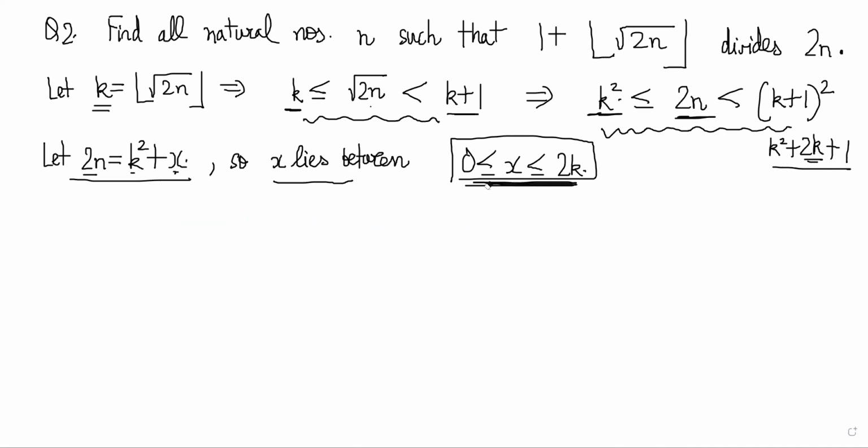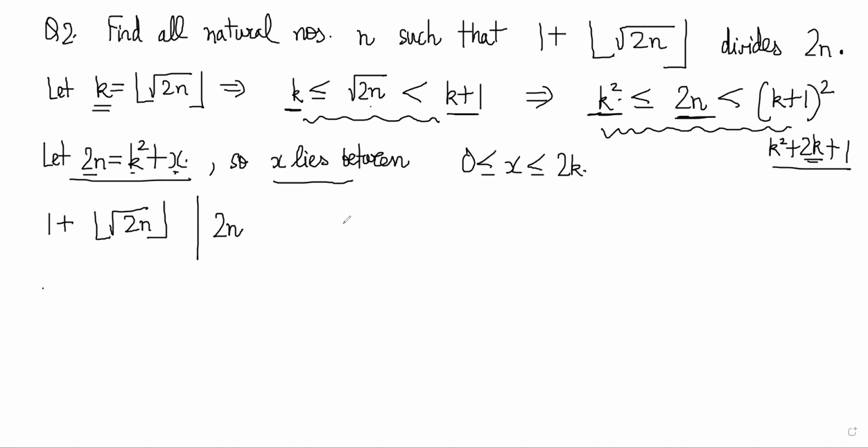We have this condition here, and we have 2n lies in this range. Now, what we will say is we will use the property that was mentioned in the question. We have 1 plus GIF of root 2n divides 2n, right? So that means we can call k as root 2n. So we can say k is the GIF of root 2n. So 1 plus k divides 2n, and 2n can be written as k square plus x, right?